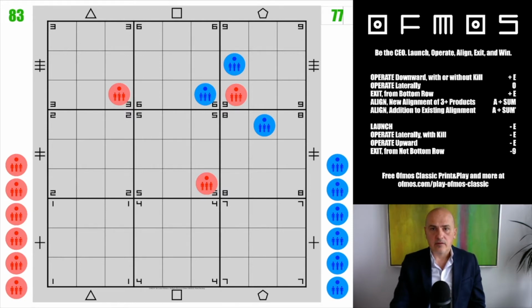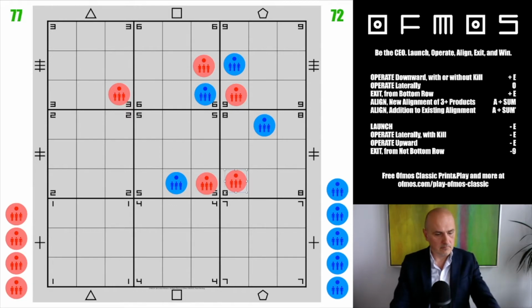Red again, so let's say we do it here, and this is going to be 77. We have blue, 72. So, okay, red. I'm going to try this. This is going to be 69. So every launch basically requires the payment of the amount indicated in the corners of the environment in which you are launching that business.